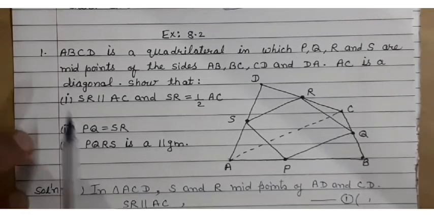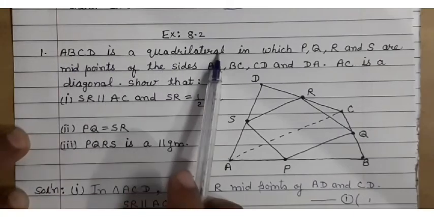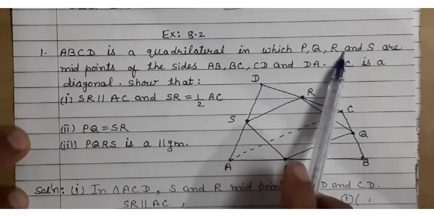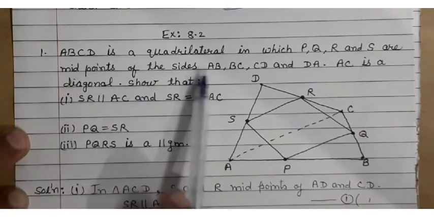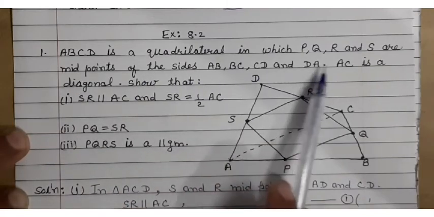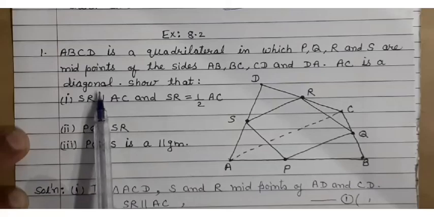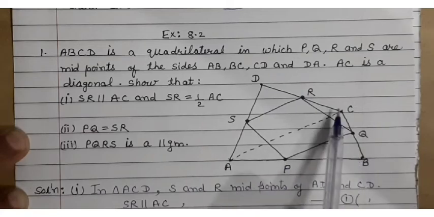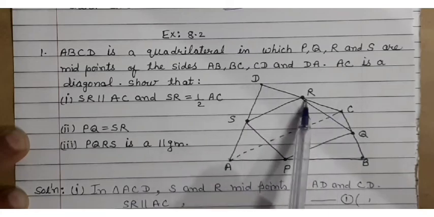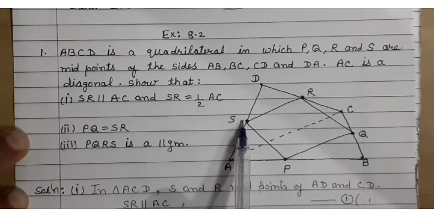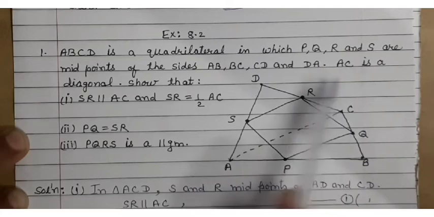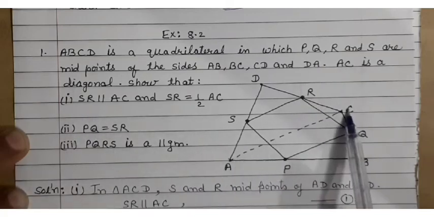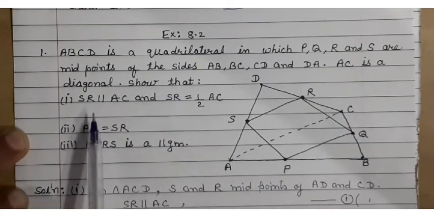Exercise 8.2, question number 1. ABCD is a quadrilateral in which P, Q, R, S are midpoints of sides AB, BC, CD and DA, and AC is a diagonal. See, this is A, B, C, D, your quadrilateral, and the midpoint of AB is P, BC is Q, CD is R, and DA is S. And AC is the diagonal. Then join this diagonal.